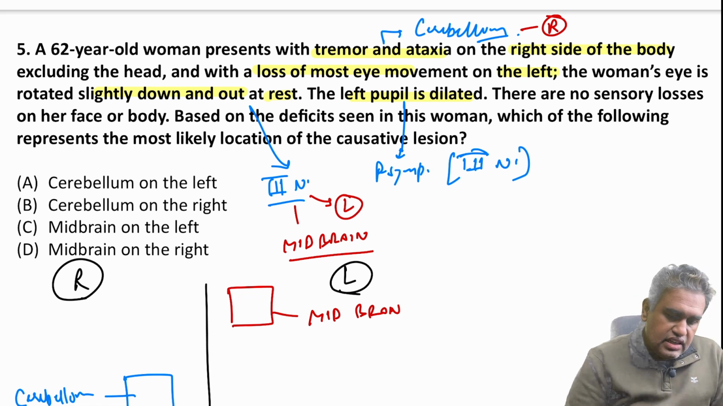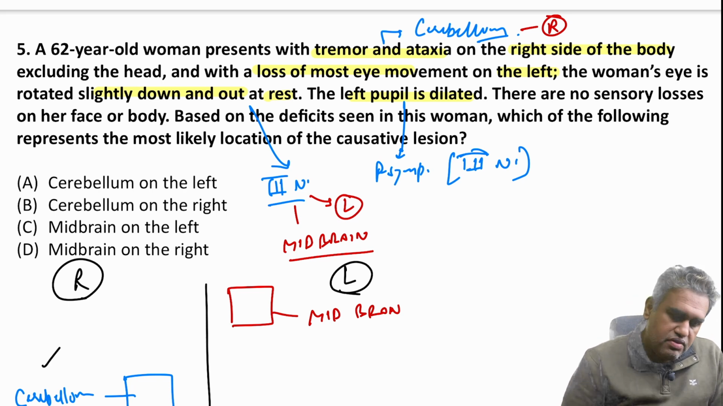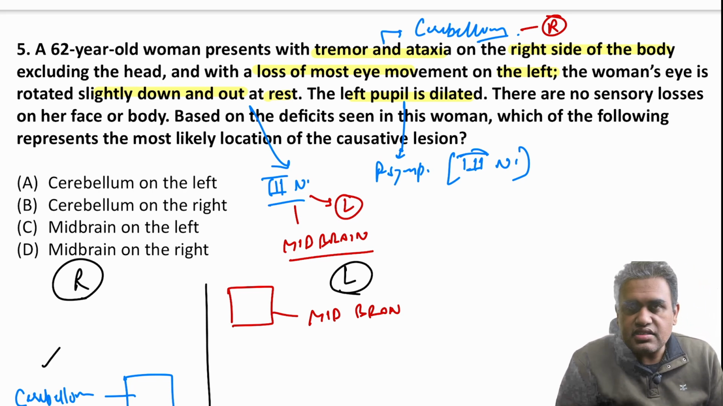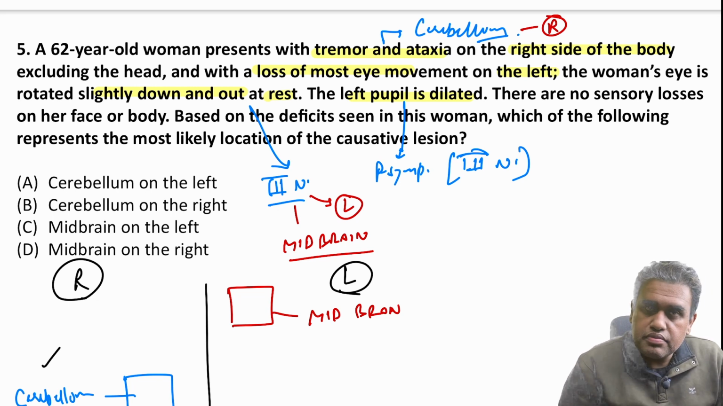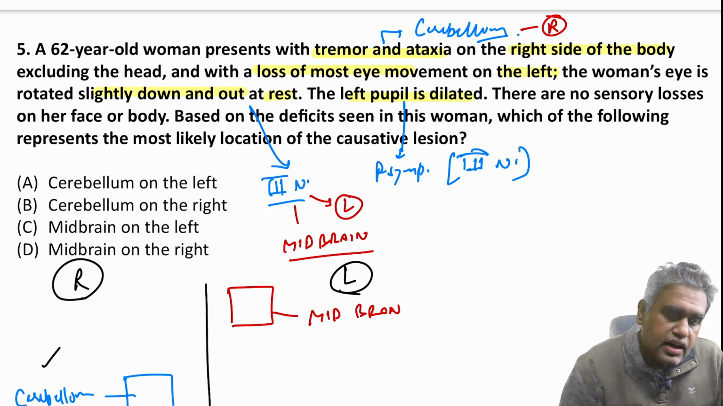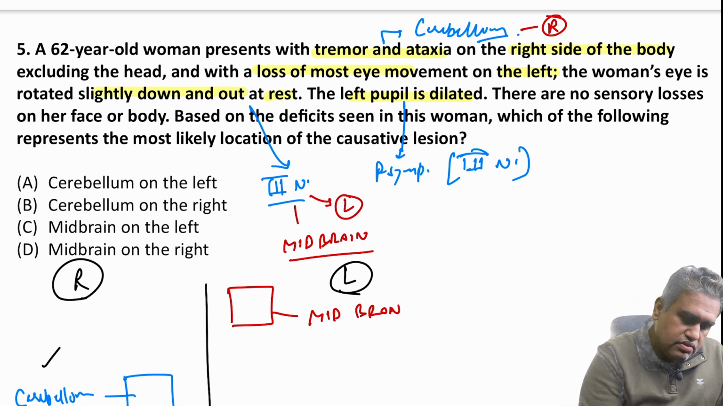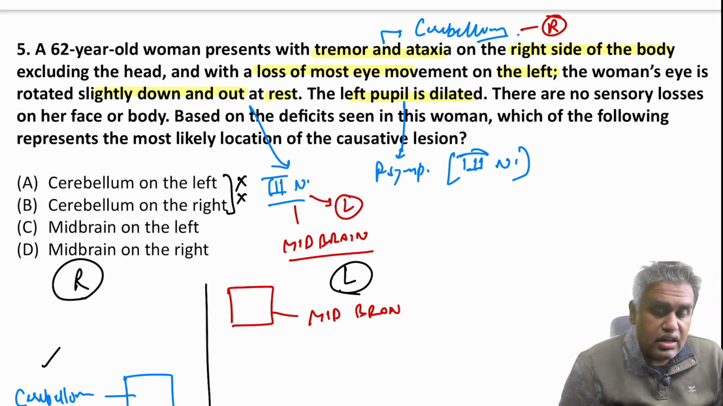Now if there is a lesion, ध्यान से सुनो, listen carefully, only on the cerebellum, we can explain the first line, ये ipsilateral ataxia हो राइट साइड में, but we can't explain third nerve palsy. Because third nerve never ever comes to cerebellum, directly or indirectly. तो cerebellum का तो lesion we can't explain actually. Then sir, how can we explain midbrain?